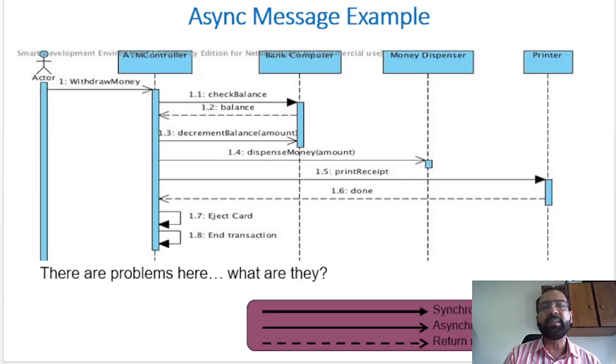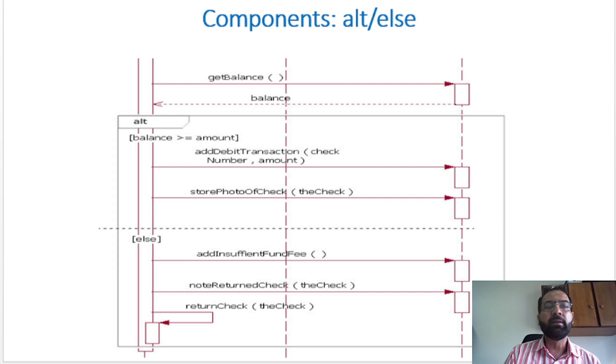So we just saw an example of a communication, and we have identified the problems and the issues. How can we resolve those issues? Here we have the get balance. Fine, we have the balance. So it means here we have to invoke a condition. You can see that there is an alt, which is an additional component, where we see the balance.